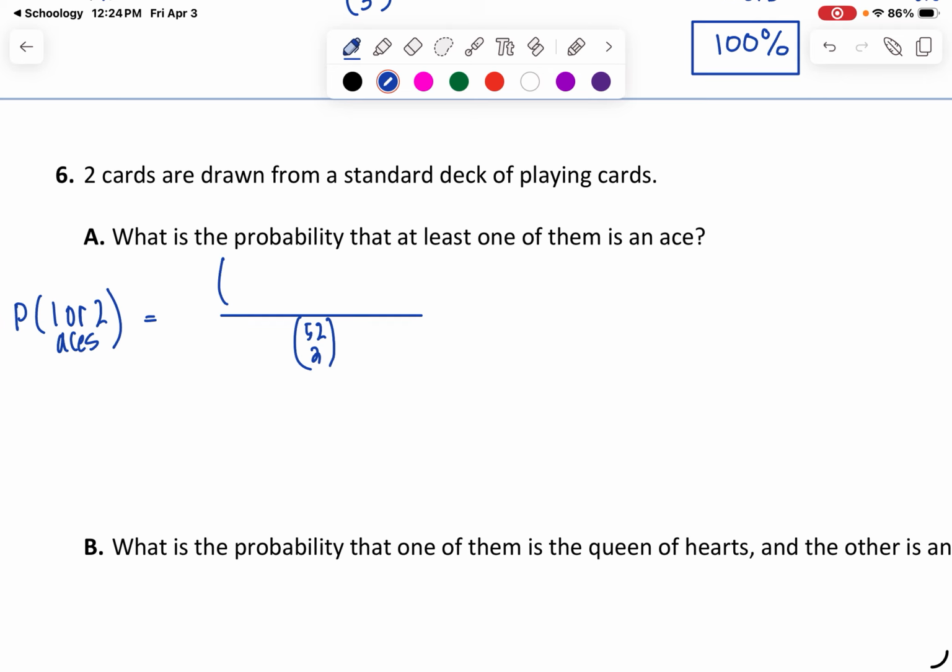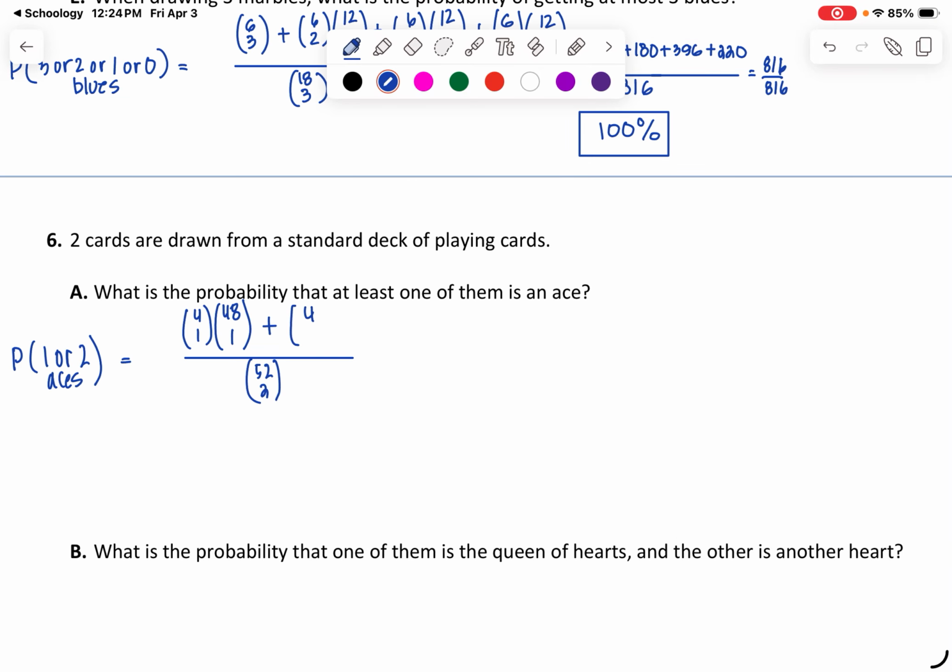So let's just talk about how many ways I can get 1 ace. So that means it's 1 ace and 1 non-ace. How many ways can I get 1 ace and not an ace? There's 4 aces and I want 1 ace, and 48 not aces and I want one of those. Now let's talk about choosing 2 aces. How many different ways can I get 2 aces? Well, there's only 4 aces and I want both of them to be aces. All right, time to put this in my calculator.